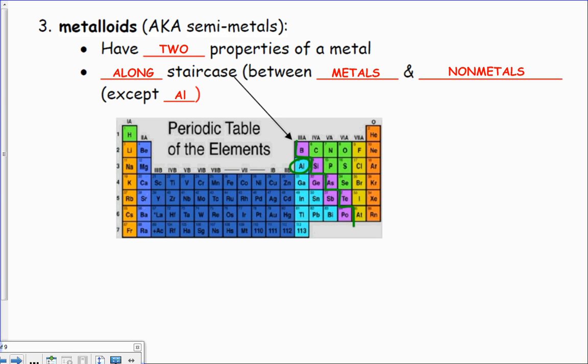So they're kind of on the cusp, and you can see as we go from very metallic to less metallic, as I get closer to the nonmetals, there's got to be this area where I'm kind of transitioning between a metal and a nonmetal. And so another trend in the good old periodic table.